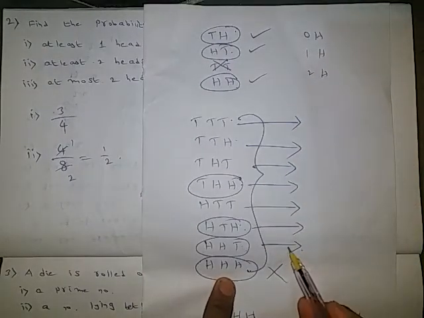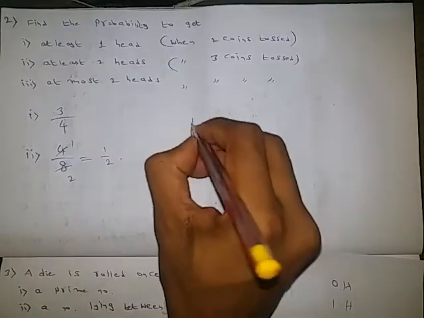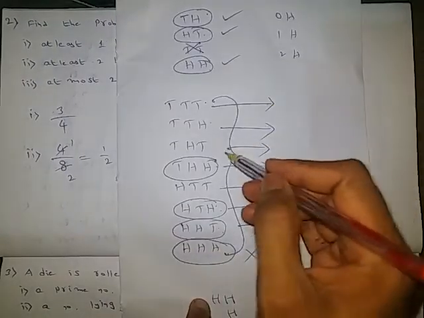So how many outcomes are there which are favorable to us? 1 2 3 4 5 6 7. So 7 favorable outcomes divided by total outcomes 1 2 3 4 5 6 7 8. So total outcomes are 8. So the answer is 7 by 8.